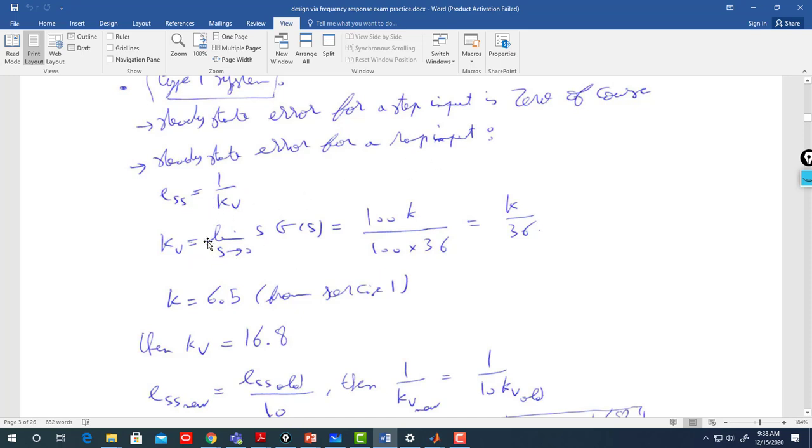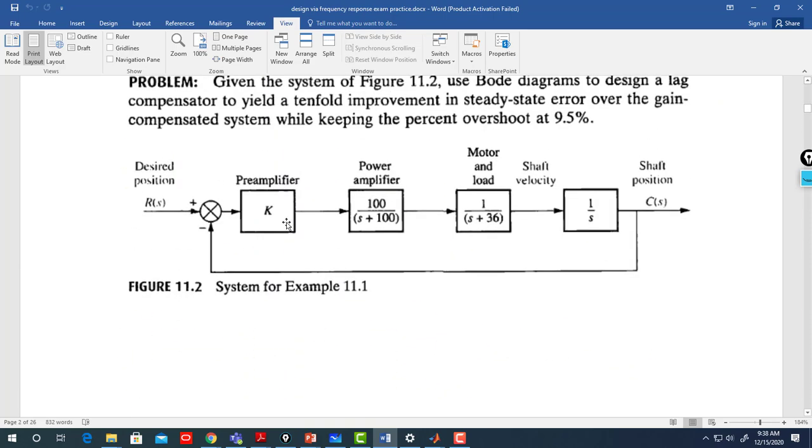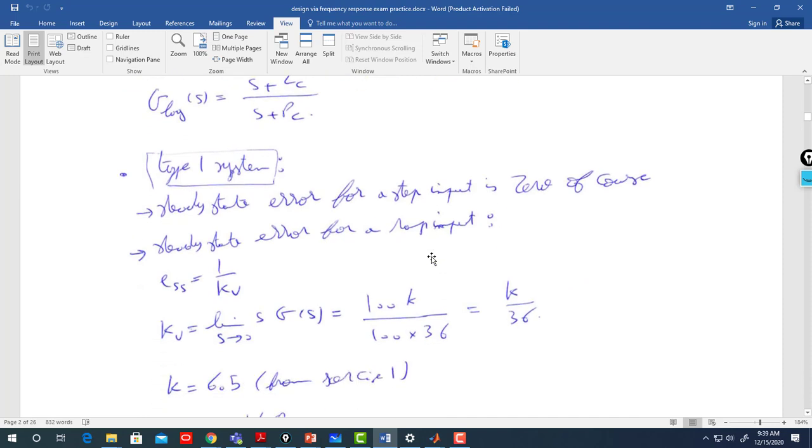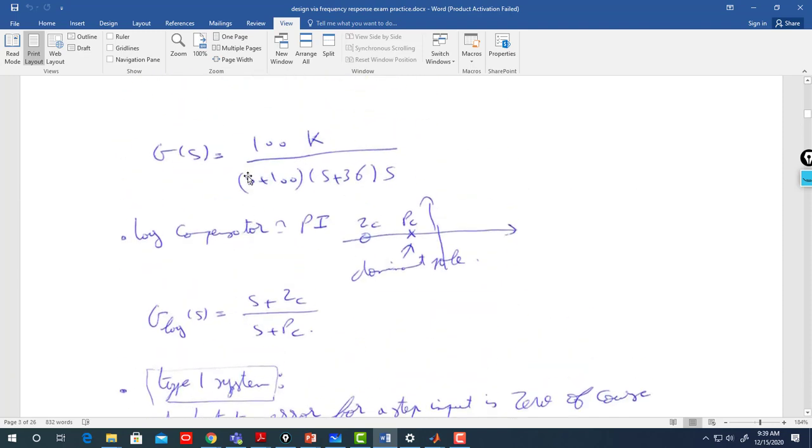So then Kv, you can find as the limit as s tends to 0 of s G of s. What is G of s? G of s is the open loop, well, usually we said it's the forward loop for a unity feedback system. That's how we find G. If your system is not unity feedback, you need to convert it to a unity feedback system, as in one exercise I showed you. So then your G of s is this block diagram times this system type 1.